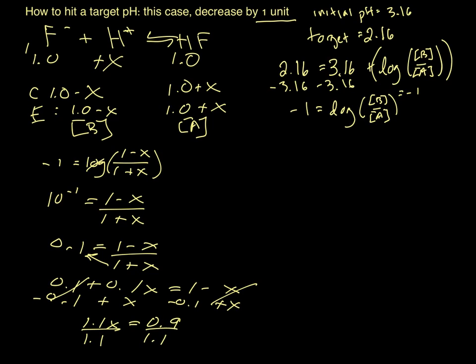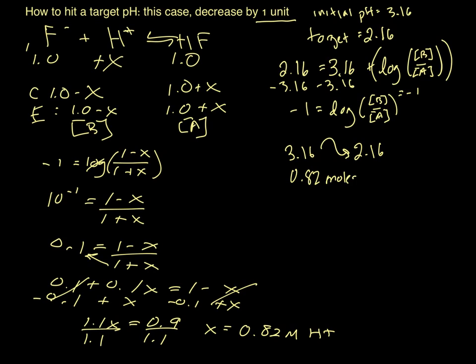Divide through, and our x is equal to 0.82 molar H plus. So it looks like in order to decrease our pH from 3.16 down to 2.16, we need to add 0.82 moles of HCl to our 1 mole F minus and 1 mole HF buffer.